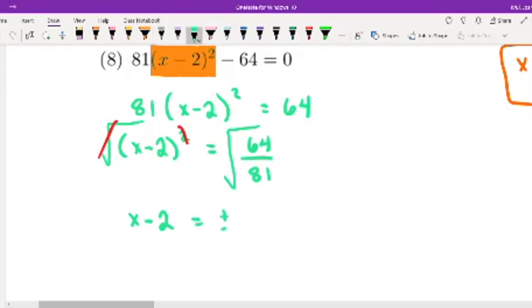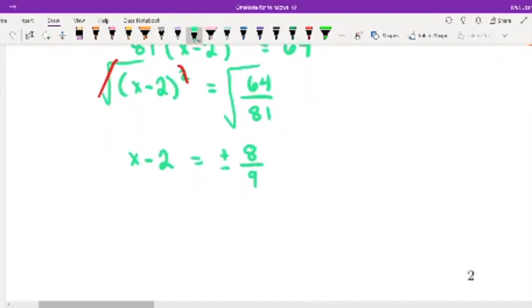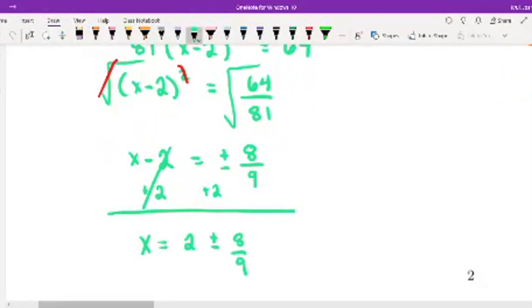And we have the plus and minus. Square root of 64 is 8. The square root of 81 is 9. Then we can add 2 to both sides. So we get x equals 2 plus or minus 8 over 9. And we really don't like to leave it this way.